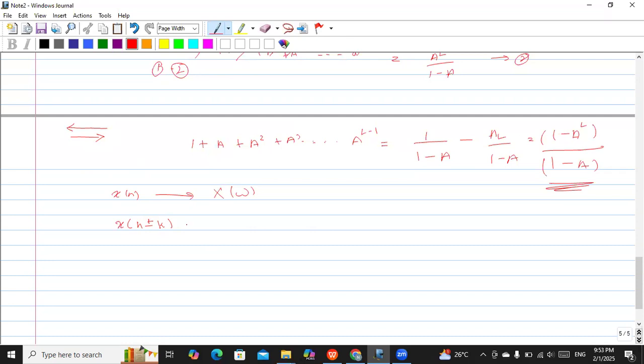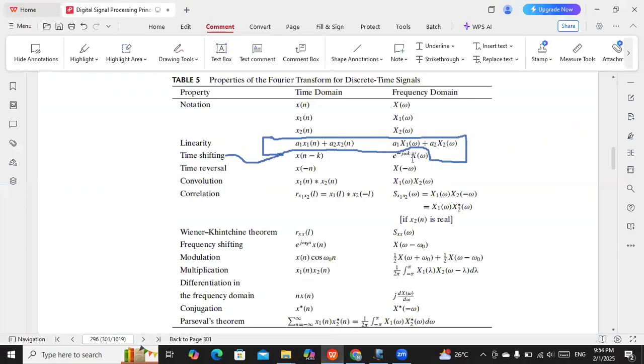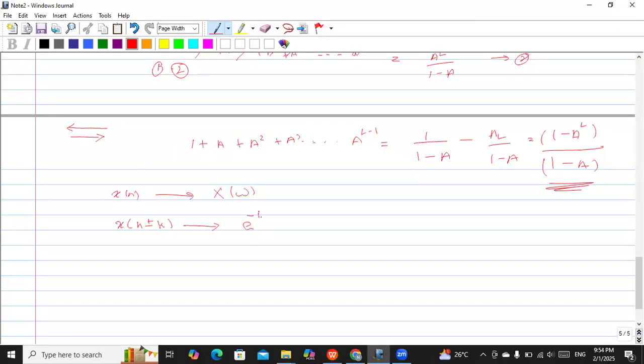Okay, so if you shift the signal, then the Fourier transform will be e to the power minus j omega k, times X(omega). Okay, so it is minus k here, so here also it will be minus omega k. So X(omega) should be multiplied by this value. And if it is plus, X(omega) should be multiplied with e to the power plus j omega k.